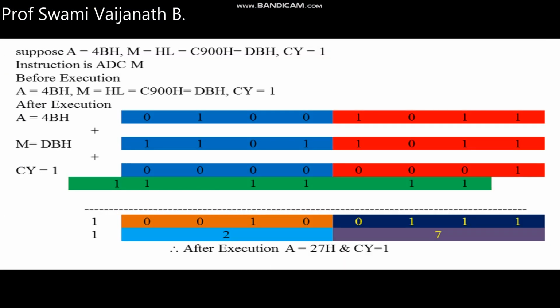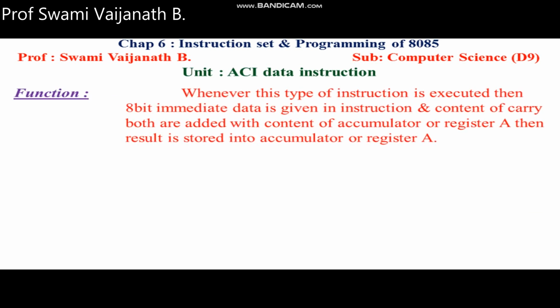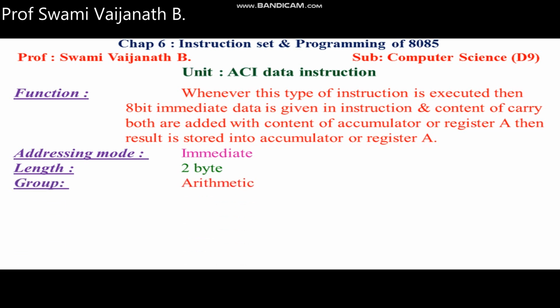Then we see the next instruction, ACI data. Whenever this type of instruction is executed, what happens? The content of A register, that is accumulator, is added with the 8-bit data given in the instruction and the carry content. Then all this sum is stored into A register, that is the result is stored in A register. Addressing mode for this instruction is immediate.